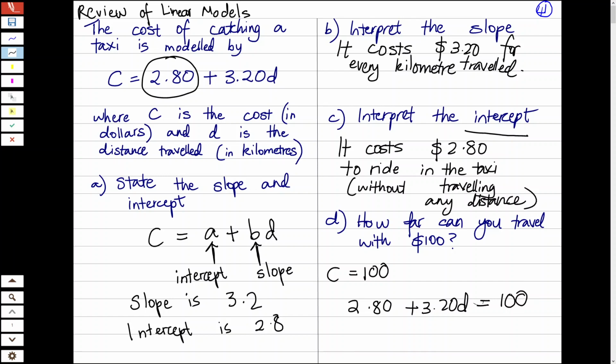Do you think you can solve this equation for D? Possibly. So a while back we did some algebra in that room last year. So your first step will be to subtract 2.8 from both sides. So minus 2.8 on both sides. And then 3.2D will be 97.2. Just check that my math is correct there.